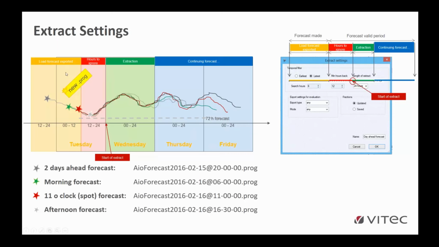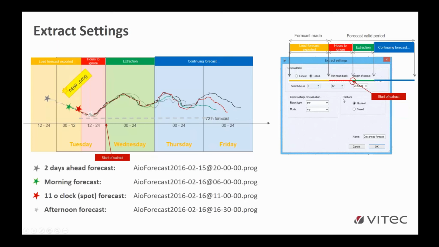Then you can have multiple there as well, and you can specify it further by saying that you want it manual or automatic and so on. But in the extract settings, you set these limits. First you set the length of the extract to 24, 72 or so on. Then you specify hours to ignore.